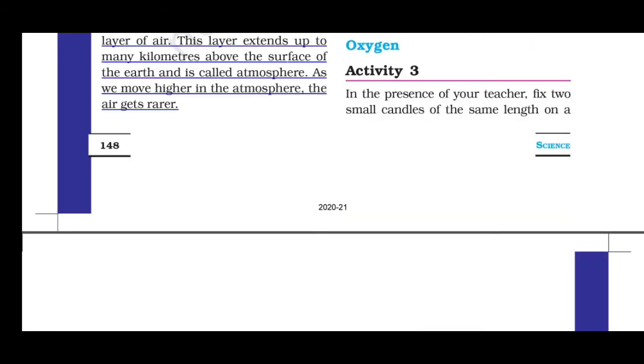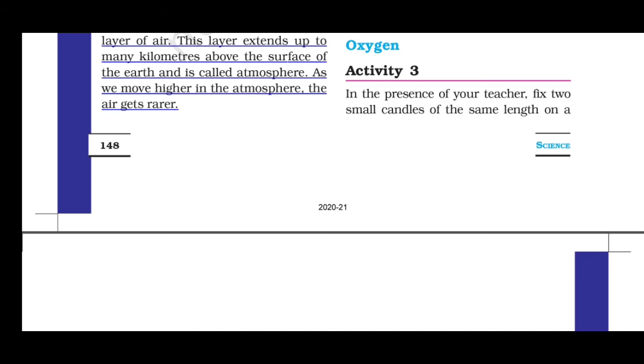Now the next important component of the air is oxygen. You have heard about oxygen everywhere. It plays an important role in the respiration of human beings. It plays an important role in the respiration of animals and plants. Respiration is the process of breathing. Okay, the air we inhale and exhale is known as respiration.